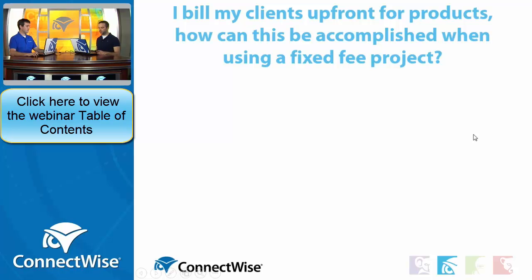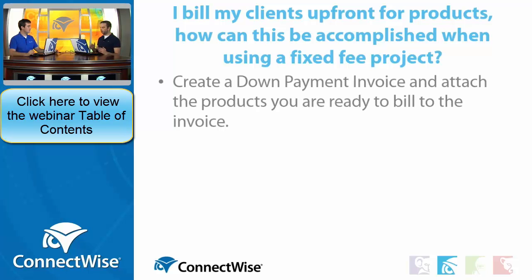All right, so next question. I bill my clients upfront for products. How can this be accomplished when using a fixed fee project? All right, so again, it sounds like we are using that quoting process and we have a fixed fee project, and now we want to require them to pay for the products before we actually start working.